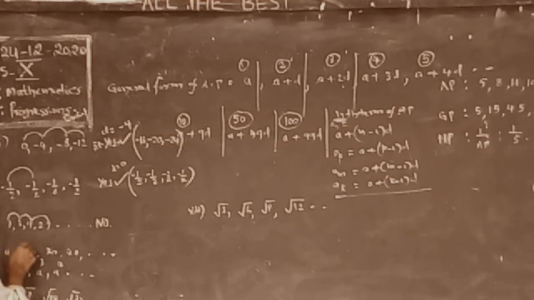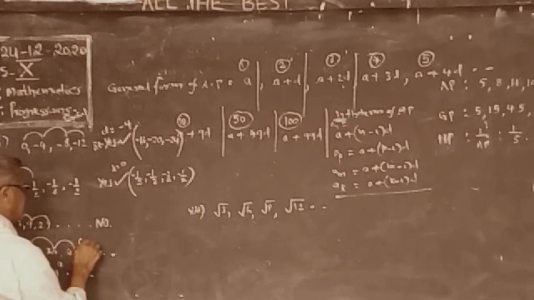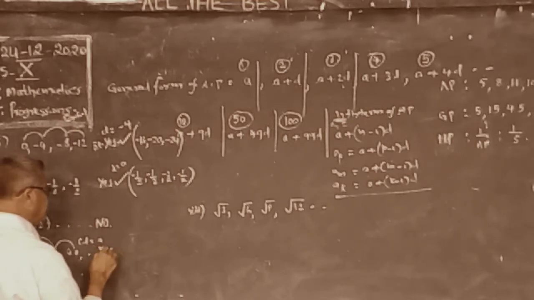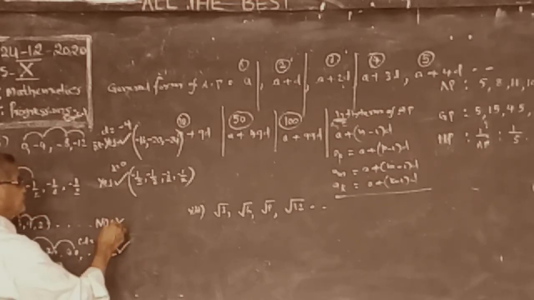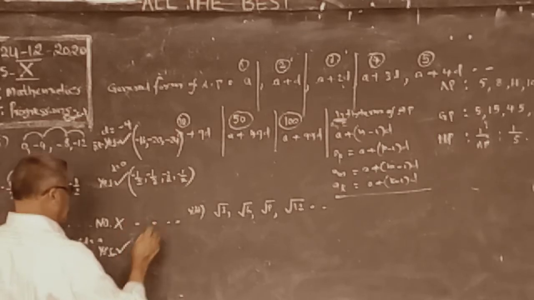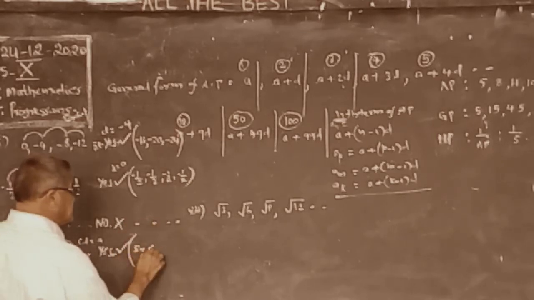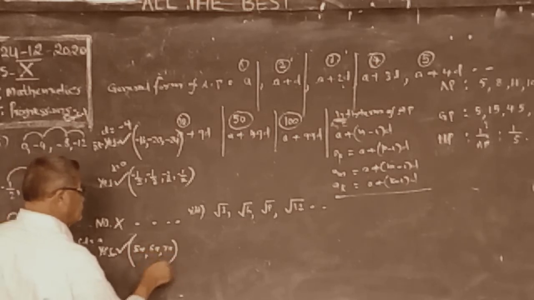And here this is 2a minus a, a; 3a minus 2a, a; 4a minus 3a, a. Common difference is a. Yes, this is AP, and the next three terms are 5a, 6a, 7a.